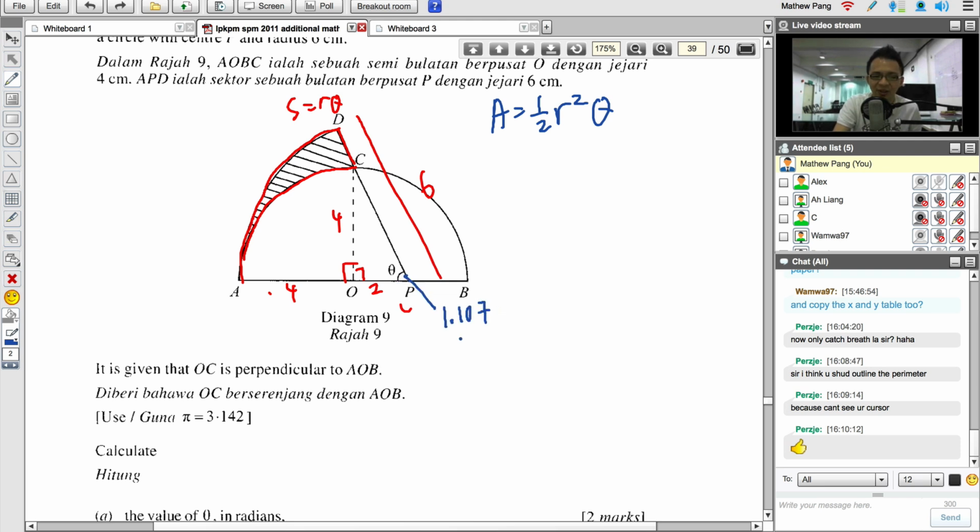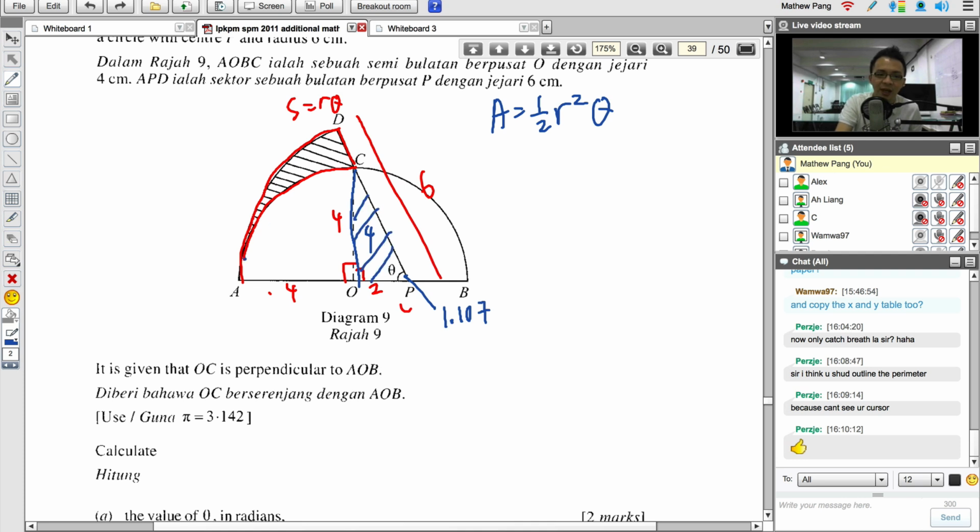Alright, so now I want to find this part. I know I can use the bigger sector for this one to minus this small sector and this triangle. Alright, area of triangle is simple. Half times base times height, which is 4. This is 4 for this part.